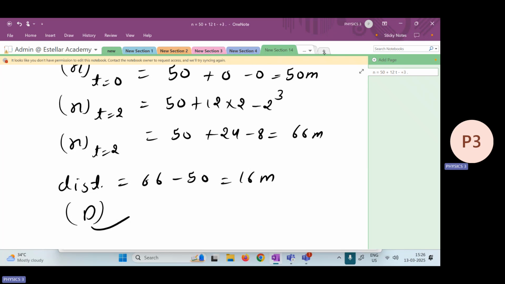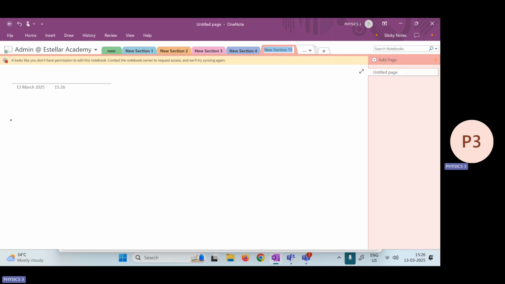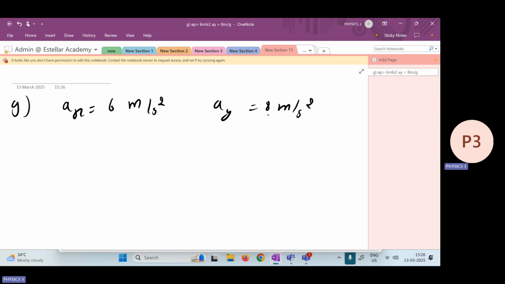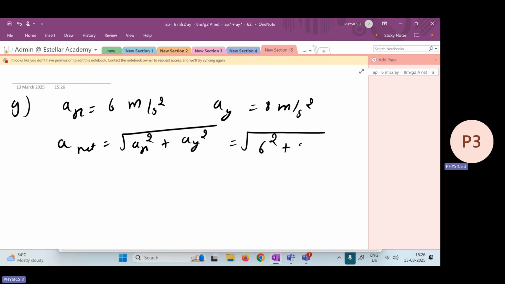Now let's come to the next question, which is ninth. In the ninth question, we have given a body starts from rest from the origin with an acceleration of 6 meters per second square along the x-axis. So Ax would be 6 meter per second square and Ay we have given 8 meter per second square. We have to find out its distance from the origin after 4 seconds. So first we will find net acceleration. So A net can be written as under root Ax square plus Ay square, which is under root 6 square plus 8 square.